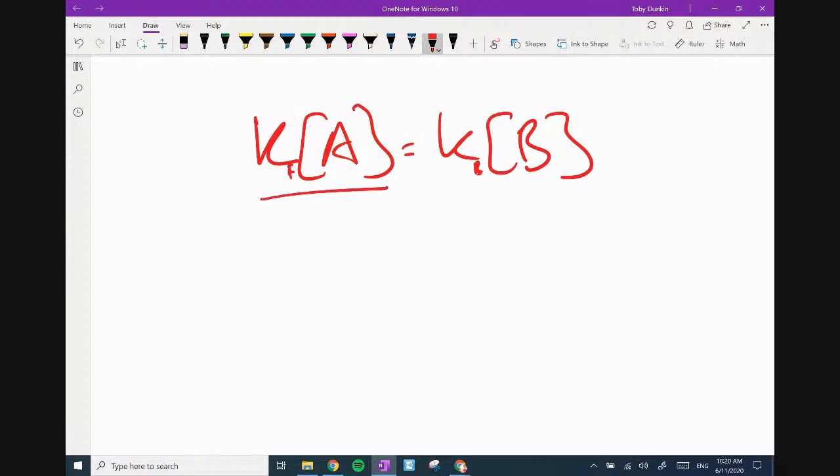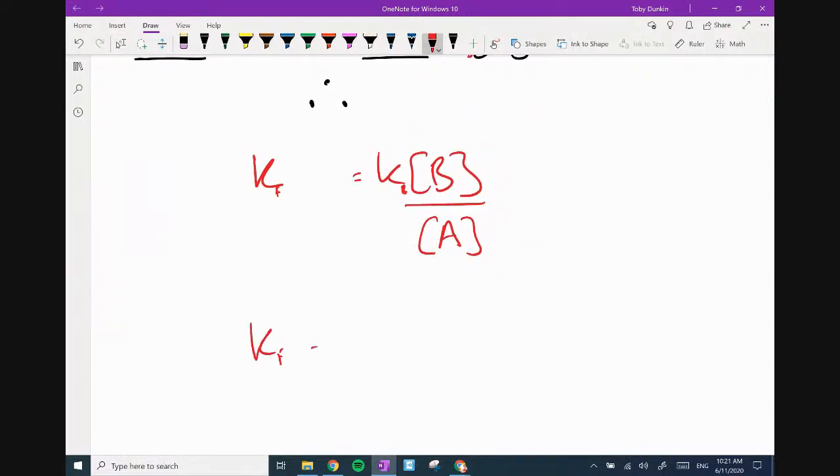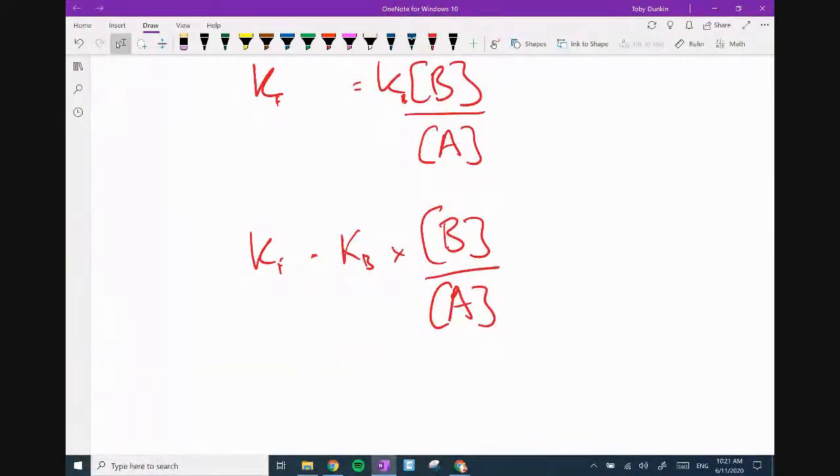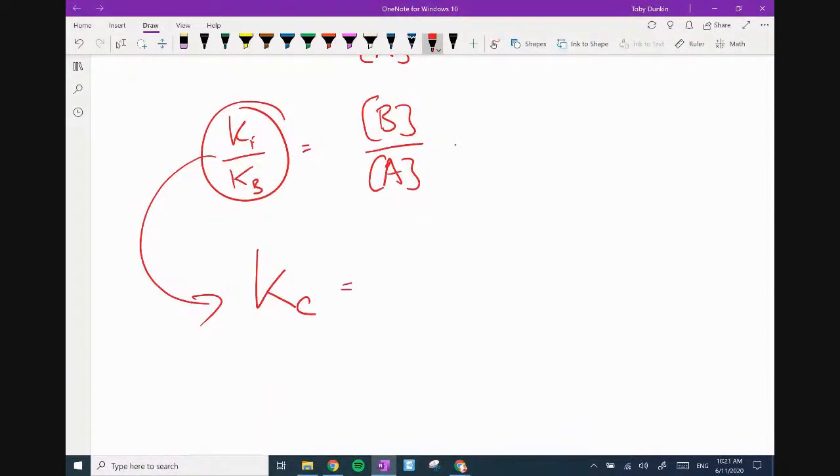So let's divide by A to move it over. A's gone. Next, we can separate this out. We can rewrite that now as KF equals K backwards multiplied by B over A, products over reactants. Now I'm going to divide both sides by KB, and it'll flip over to here, K backward. Now we've got two constants in the same thing, which become a brand new constant, KC.